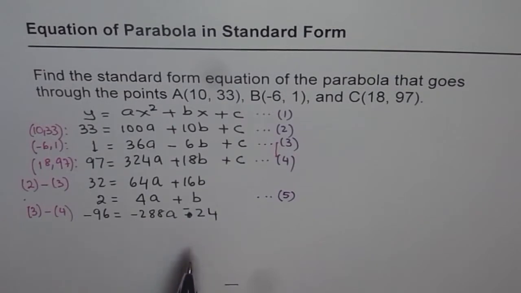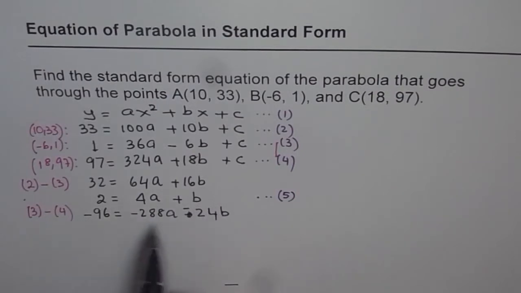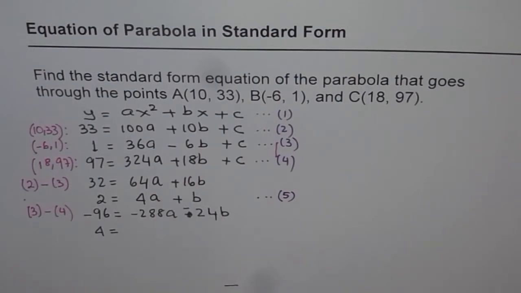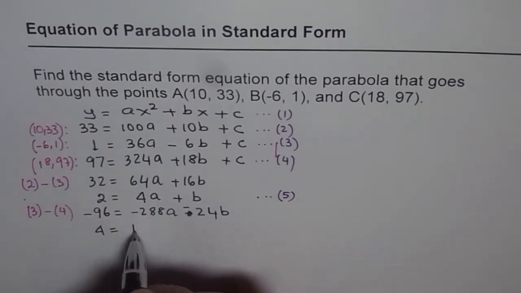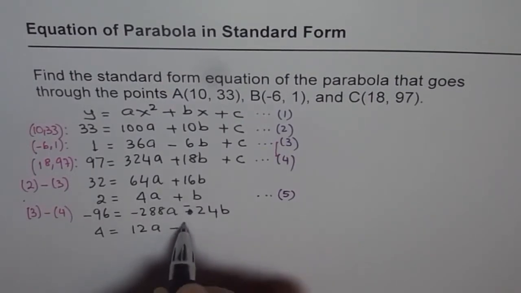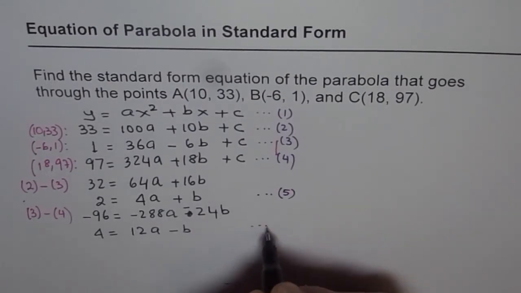I forgot to write b, let me write b here. It seems that these numbers are also divisible by minus 24, so let me divide them by minus 24 and see what we get. 96 divided by minus 24 gives us 4, so we get 4 equals, now 288 divided by 24 is equal to 12, so 12a, and b, since we are dividing by 24. So we get a simplified equation, which is equation number 6 for us.